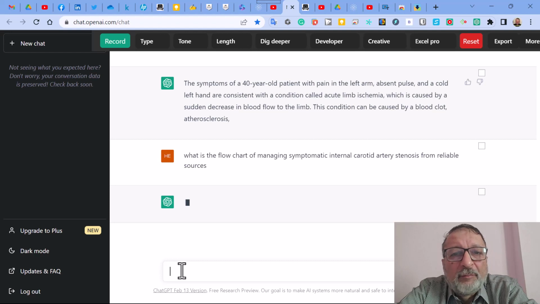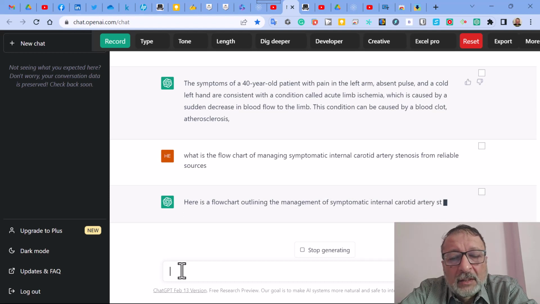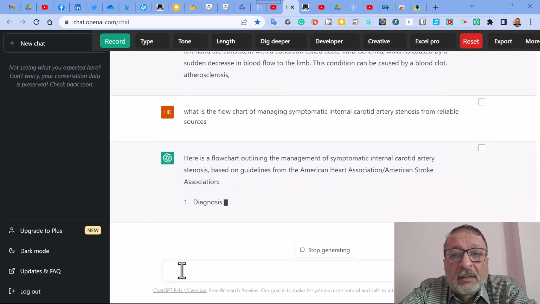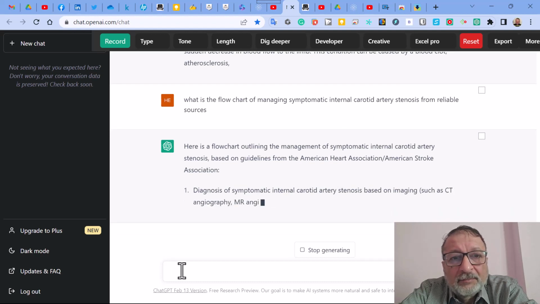We know that if you are symptomatic, more than 60%, either carotid artery stenting or carotid endarterectomy. But here is a flow chart outlining the management of symptomatic internal carotid artery stenosis. This is his answer. Let us see how he will solve this. He referred from the American Heart Association, AHA, stroke. Diagnosis, stenosis based on imaging, we know the duplex and CT angiogram, sometimes MRI angiogram, and carotid. I'm just wondering, what is the percentage he will say for intervention?